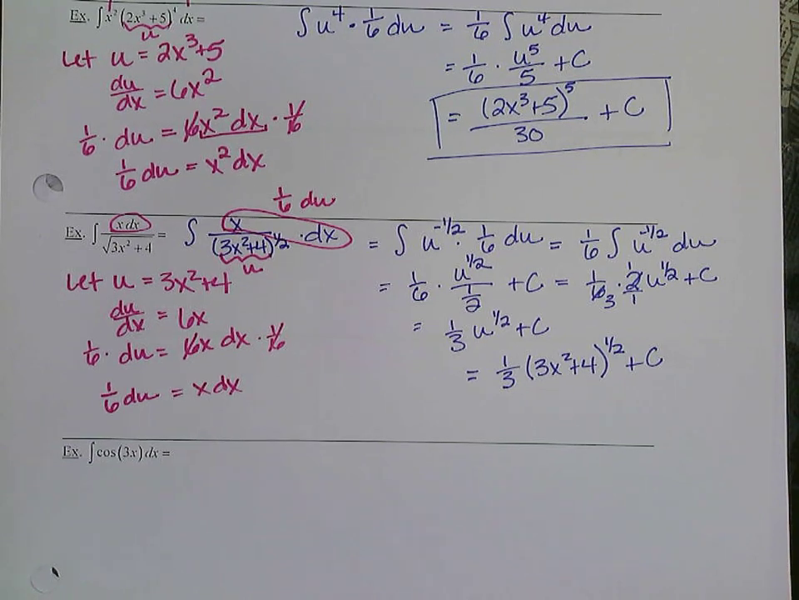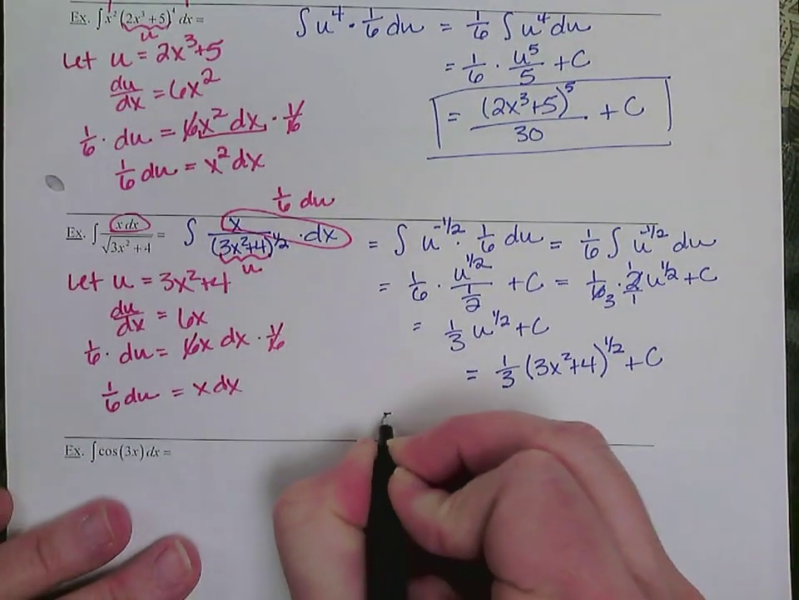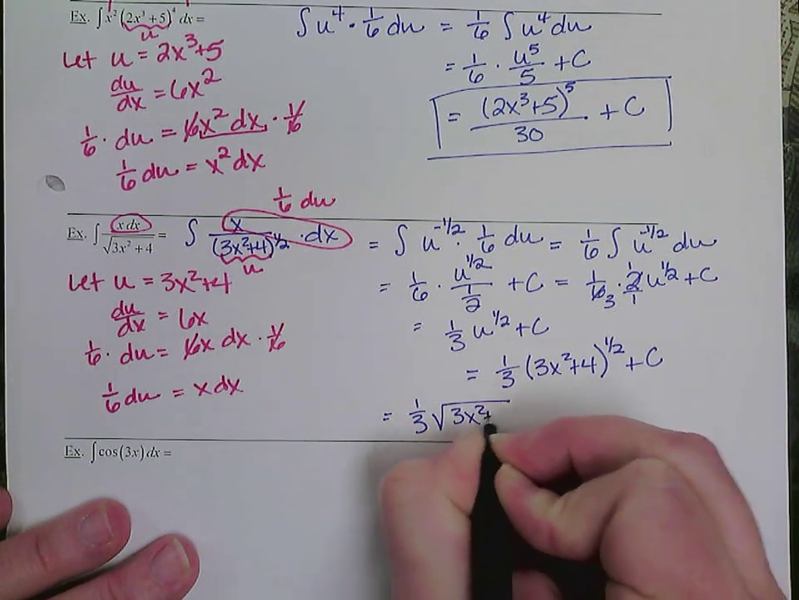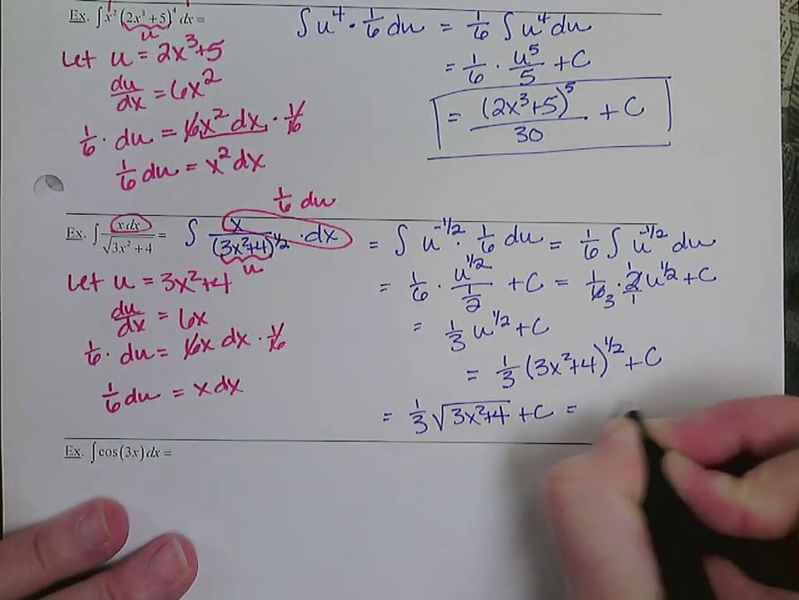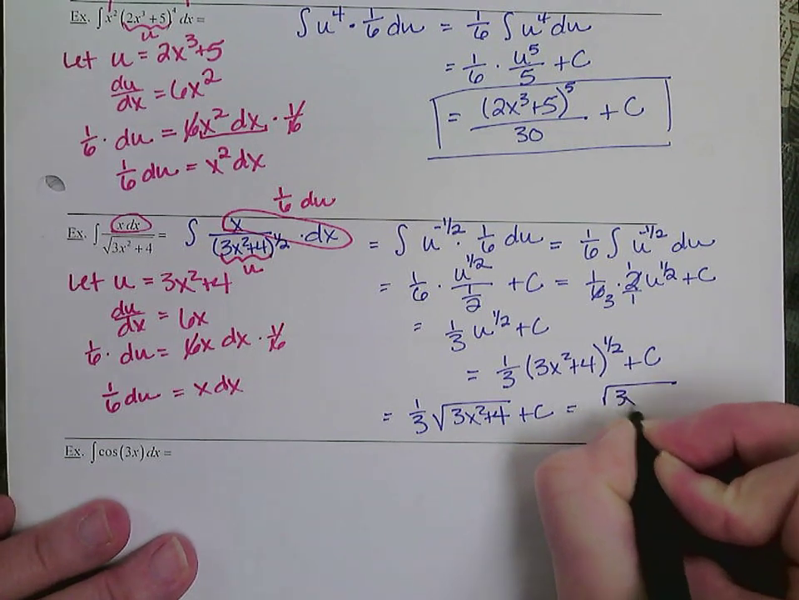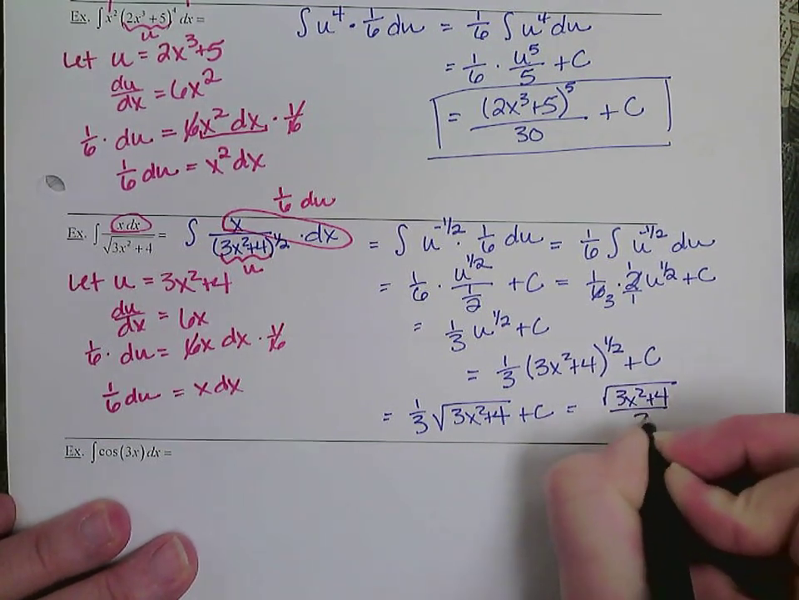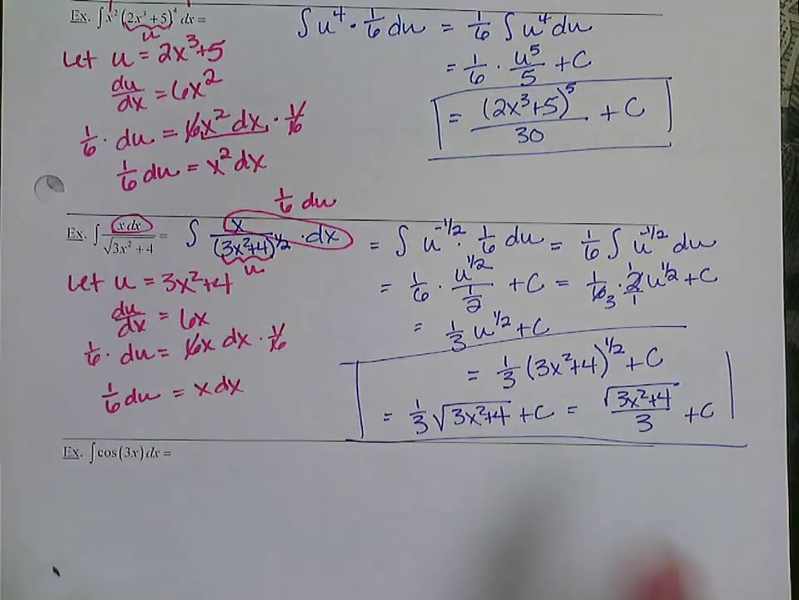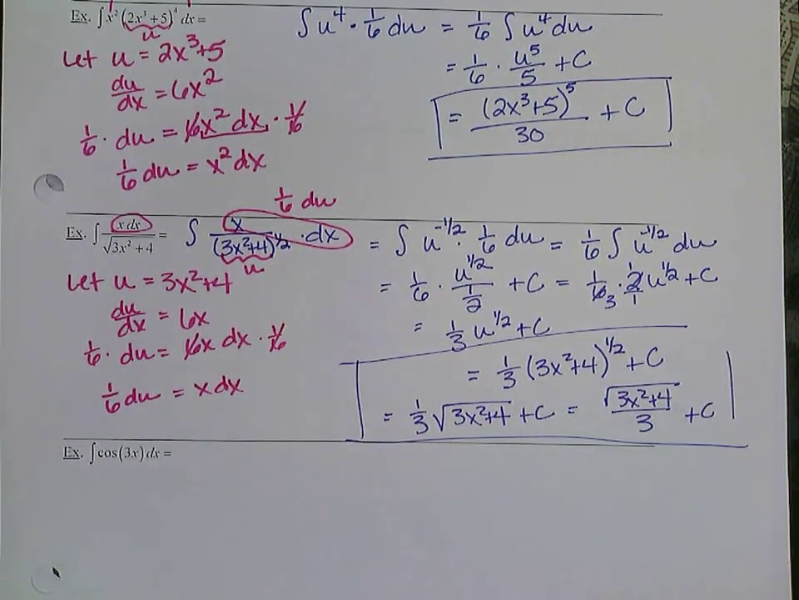We could write the square root of 3x squared plus 4 over 3 plus c. We could write it like that, or we could write it like this. Any of those are perfectly fine. We could have written it as 3x squared plus 4 to the 1/2 over 3 also. That would also be acceptable.